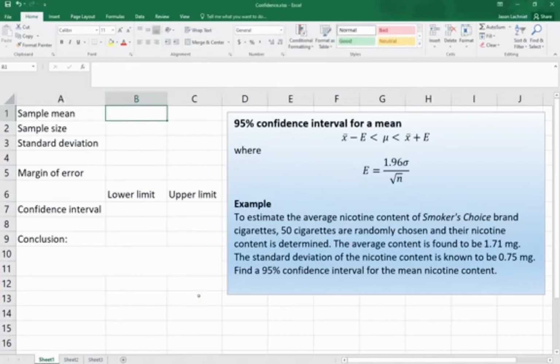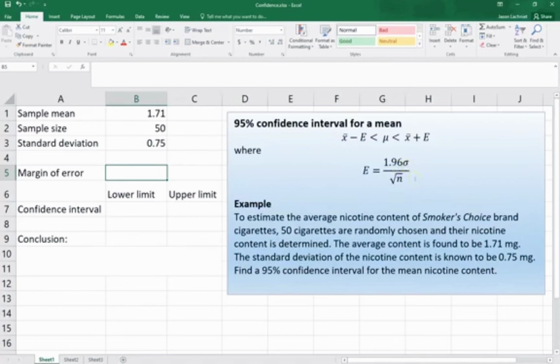So we could use any calculator to do this computation. I'm just going to use Excel here to operate as my calculator, but I'm not going to be using any particularly specialized Excel functions. Okay, so we're just going to fill in that sample mean that was determined, 1.71. We'll fill in the sample size of 50, and we'll fill in the standard deviation that's given, 0.75.